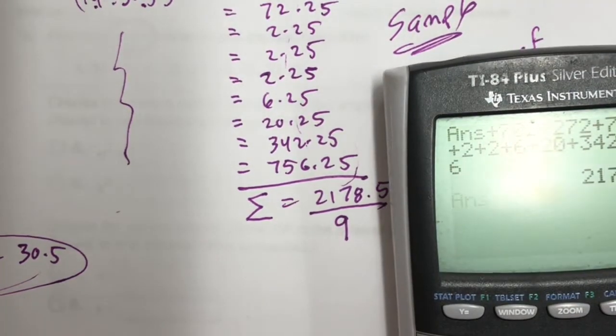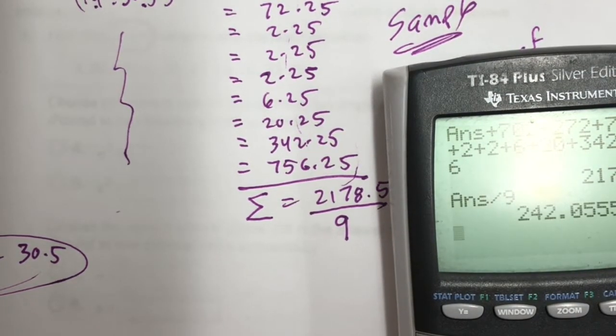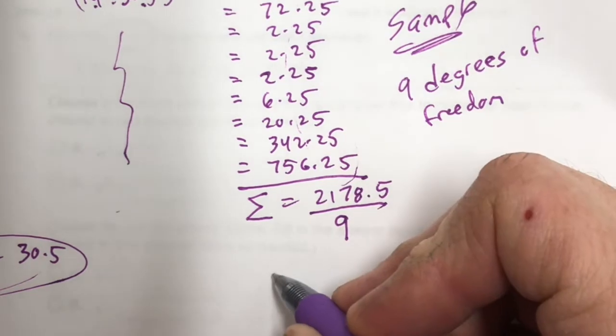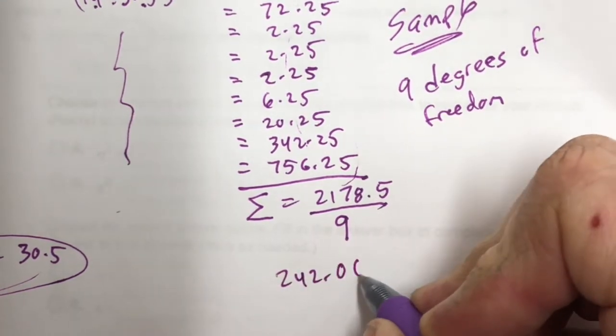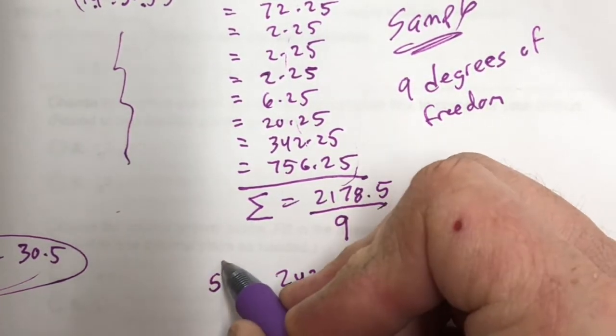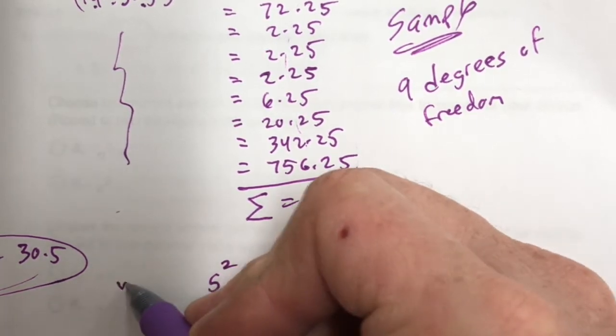All right, so I divide this by 9, and I get 242.06. All right, this is my standard deviation squared, which is my variance. This is a variance.